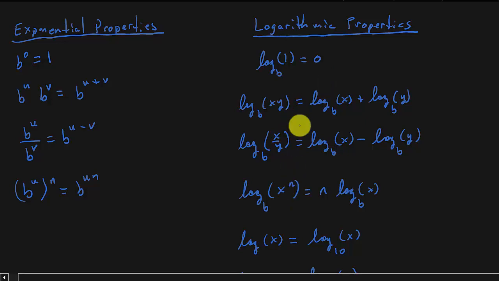Now, these properties here, if we have terms multiplied together, then we can split it up using addition. If we have division, we can split it up using subtraction. And then the log of x to the n with base b, this is just telling us we can take the exponent, move it down in front, and multiply it.